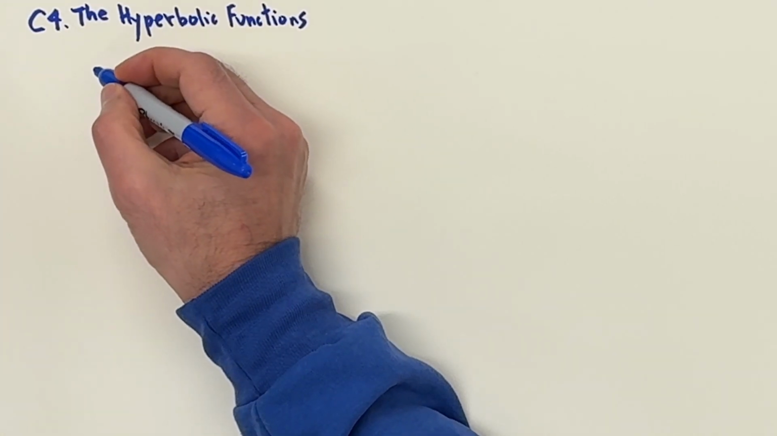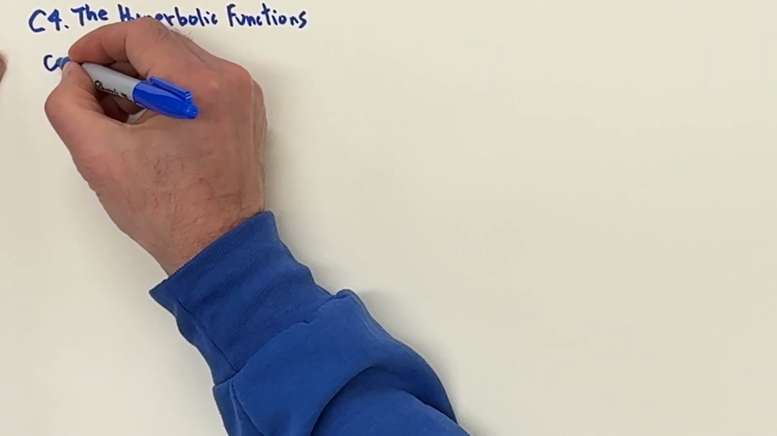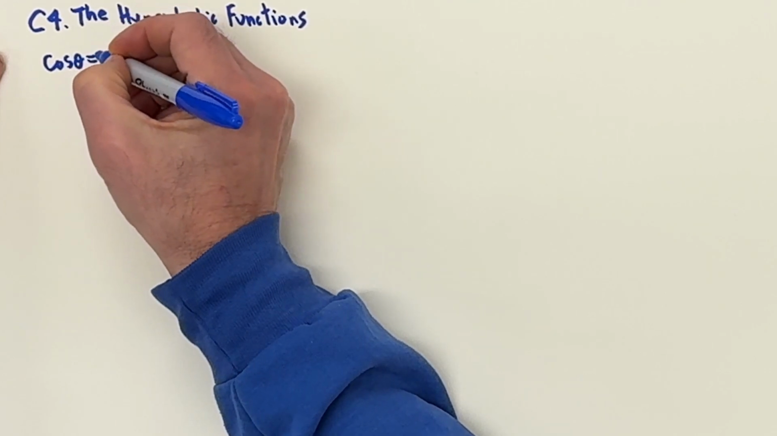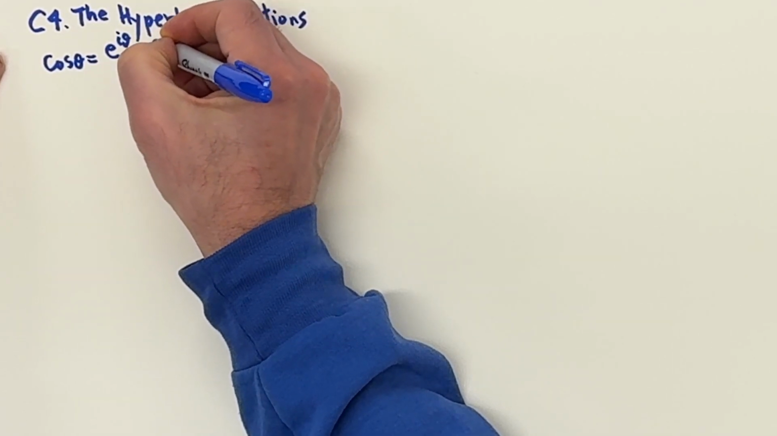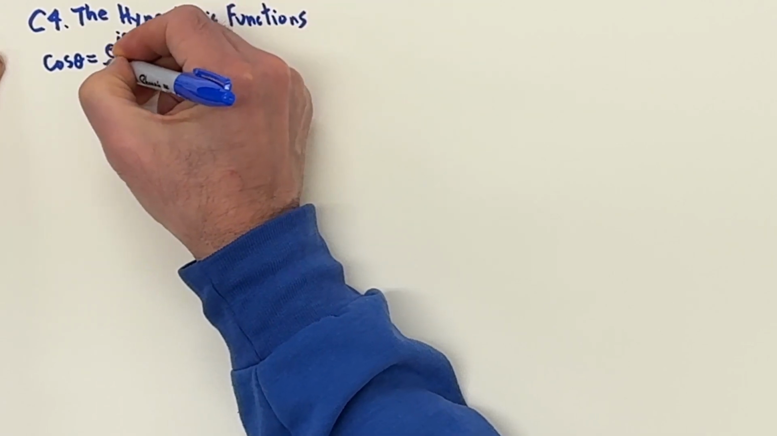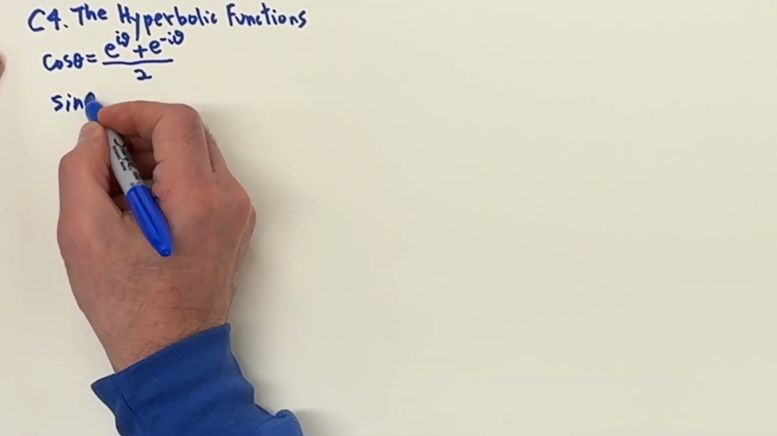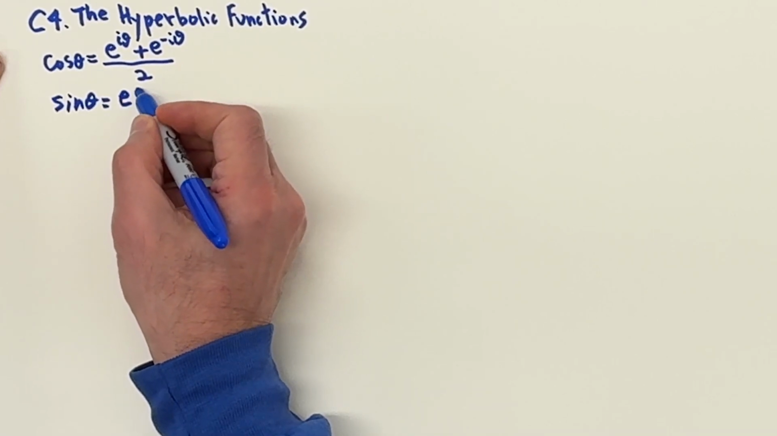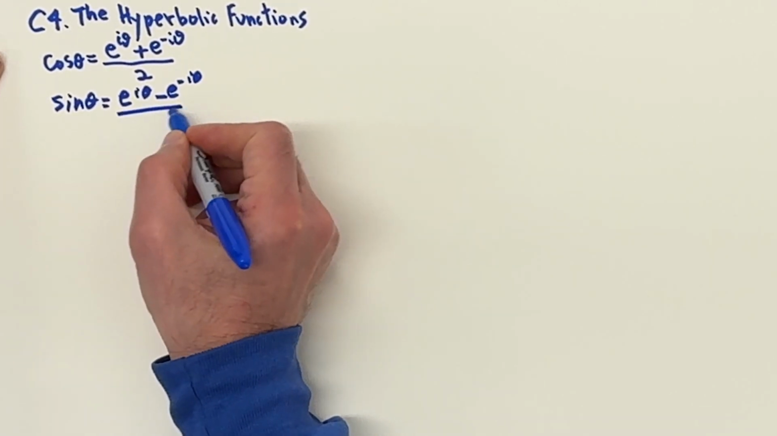Now these are inspired from trig functions. You recall from the last class we had these formulas. We had the cosine of theta is equal to e to the i theta plus e to the minus i theta over 2, and we had the sine of theta equal e to the i theta minus e to the minus i theta over 2i.